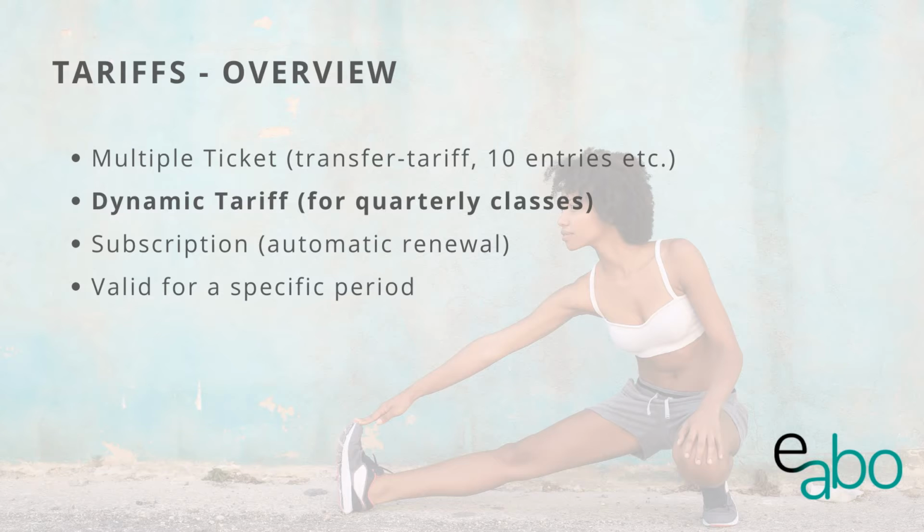The dynamic tariff. This tariff can be optimally used for classes with fixed terms, for example quarterly classes. The total price per class, that is the price per lesson multiplied by the number of lessons in the class, is automatically calculated and suggested when the booking is created. When entering a running class, the number of remaining entries and their total price are suggested.